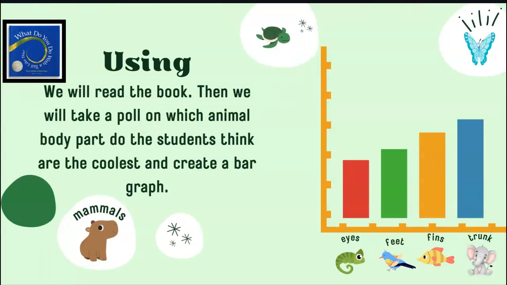While we read the book, or after we read the book, we will take a poll to see which animal body part the students think is the coolest. They're going to create a bar graph. Now this bar graph can be in their learning journal, chart paper, or smartboard. You could pull up an app on the website and have them create a bar graph that way too.